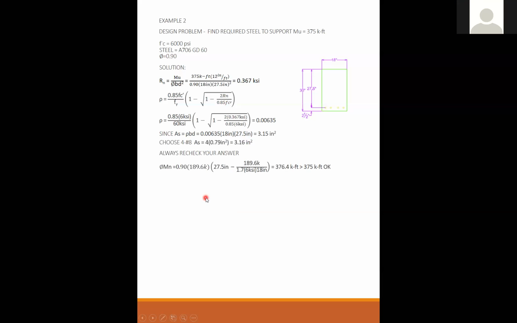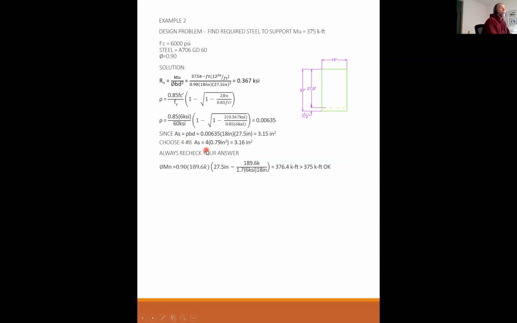Professor, since we did 4 of them, 4 As, is that because in the drawing there's 4 of them? Is that given, that you have to use 4? No, not at all. Good question, but no. Remember, these drawings are always symbolic. And I did not have to use 4 number 8s.